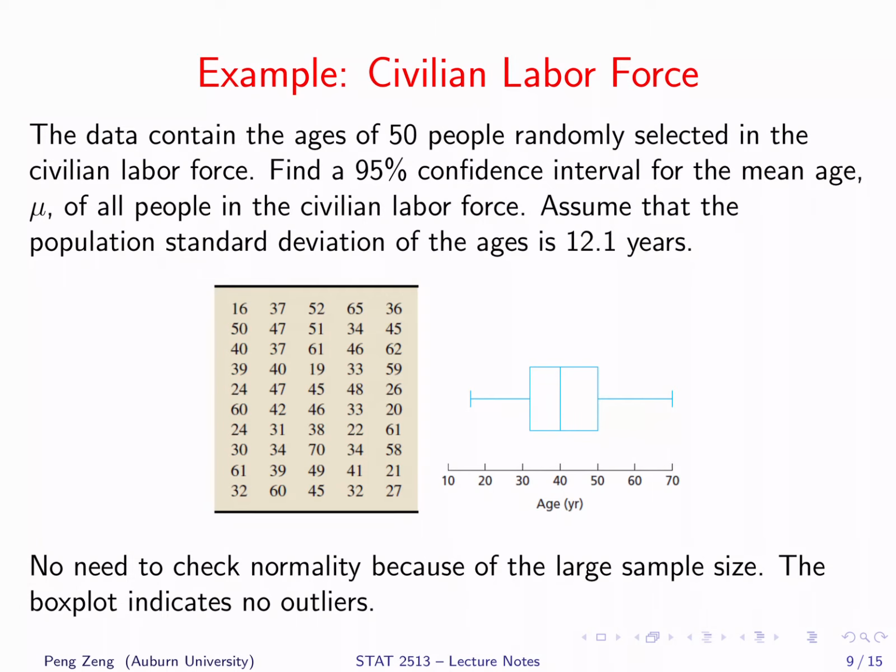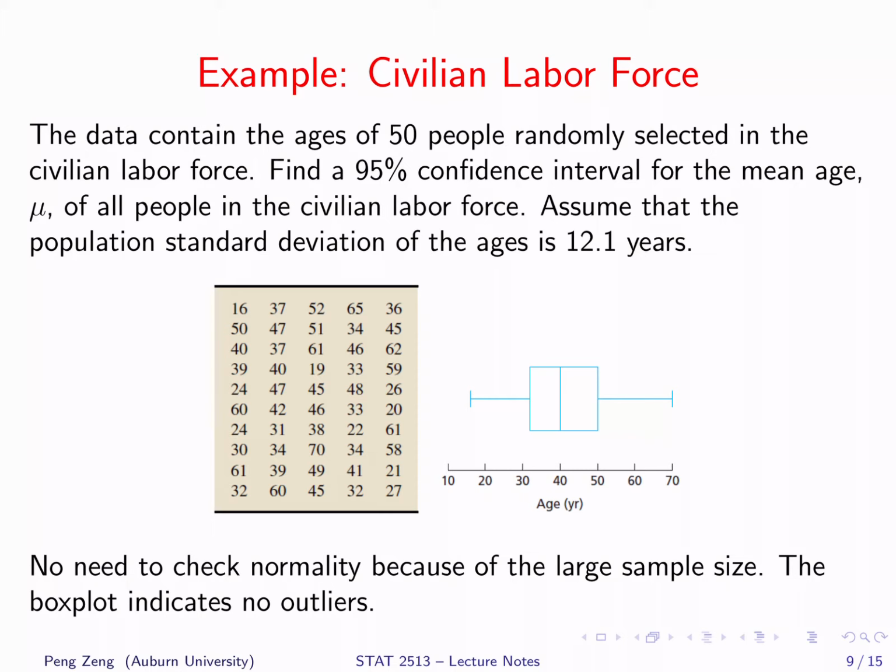Let's look at one example. The data contains the age of 50 people randomly selected in the civilian labor force. Find a 95% confidence interval for the mean age, mu, of all people in the civilian labor force. Assume that the population standard deviation of the age is 12.1 years. This problem asks for a confidence interval for the population mean. The sample is a simple random sample. The population standard deviation is given.